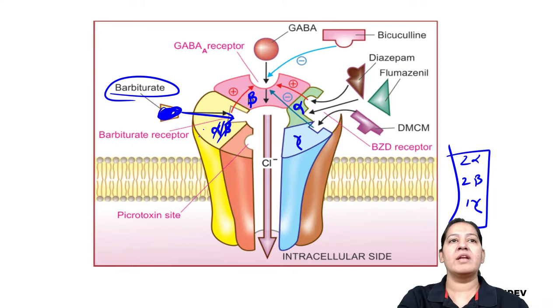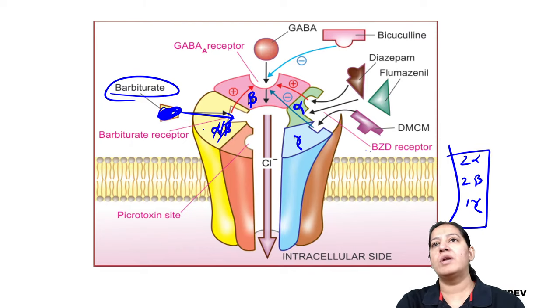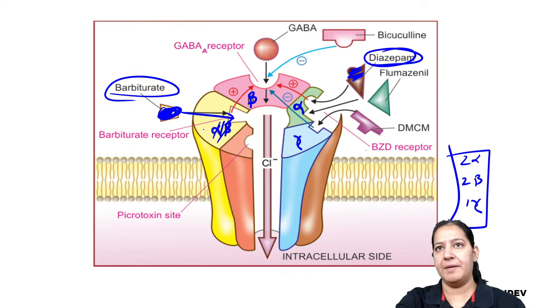But now you are giving a tablet of benzodiazepine. You are not giving barbiturate. You are giving diazepam. Can you see? This is diazepam. Where is it acting? It is acting at the junction of alpha and gamma. So not at the alpha beta junction, it is at alpha gamma.